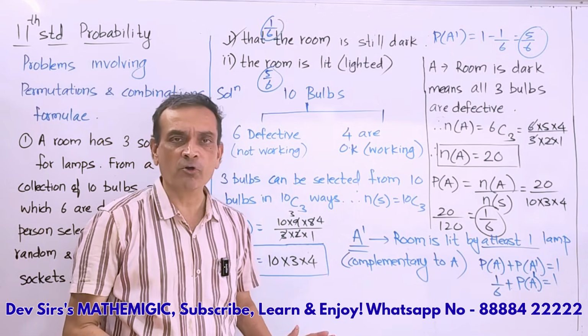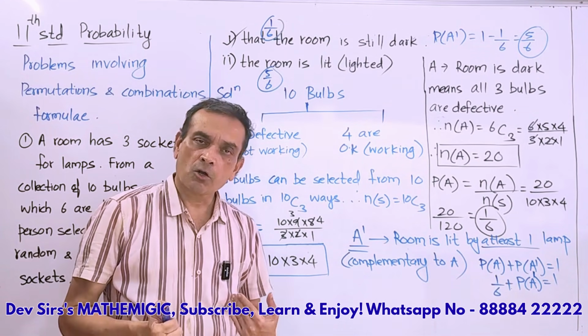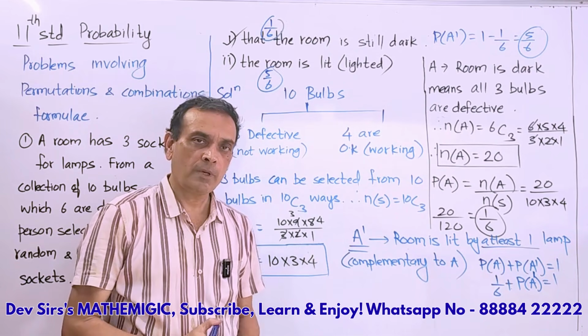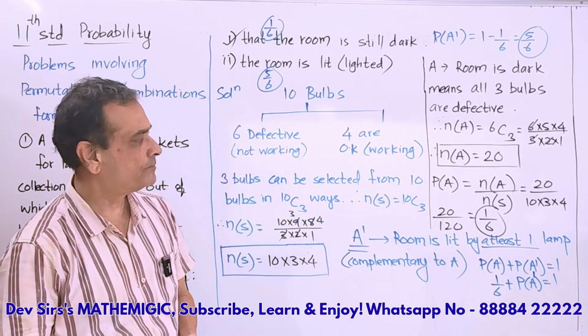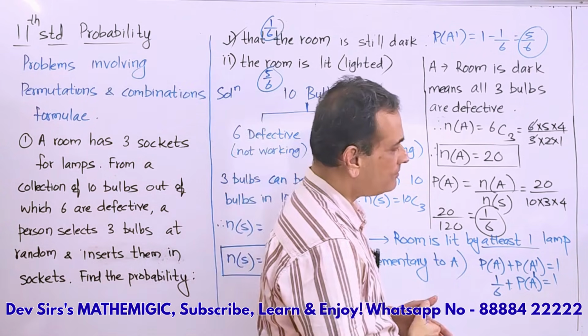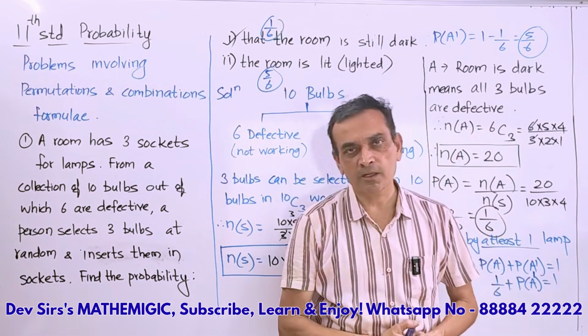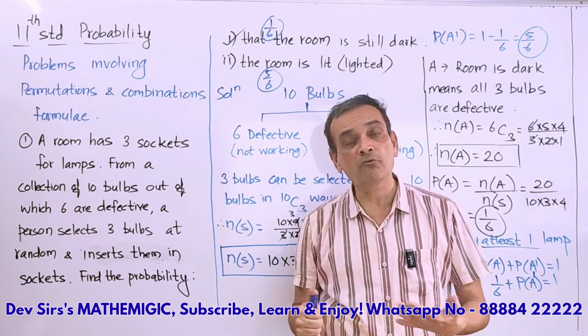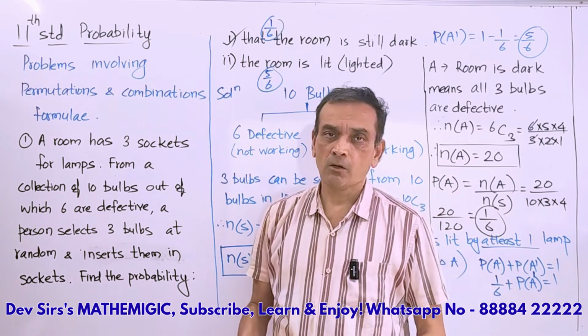Okay, so we have seen the meaning of complementary events, the combination formula and naturally the probability formula. So this was the first sum. I'll come up with another sum regarding combinations, how to form a committee of persons.